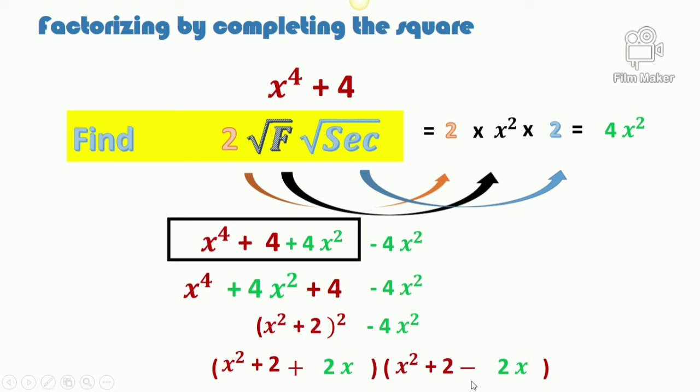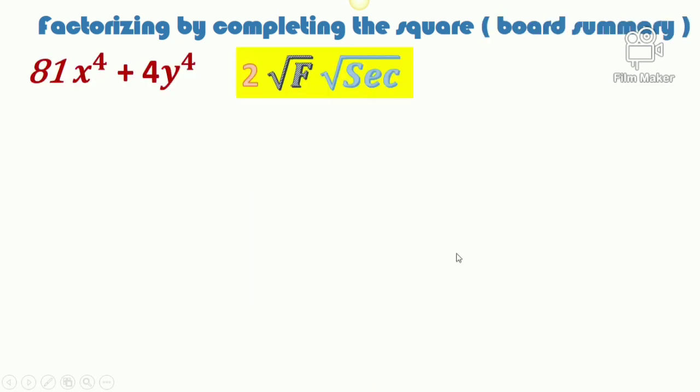Let me see again. Factorize 81x power 4 plus 4y power 4. From your board summary, first step, we get 2 by the root of the first by the root of the second. The root of the first, 81, will be 9, and x power 4 will be x power 2. Here the root of 4 will be 2, and the root of y power 4 will be y power 2. Then the final answer will be 2 by 9 by 2, which is 36x power 2 y power 2.